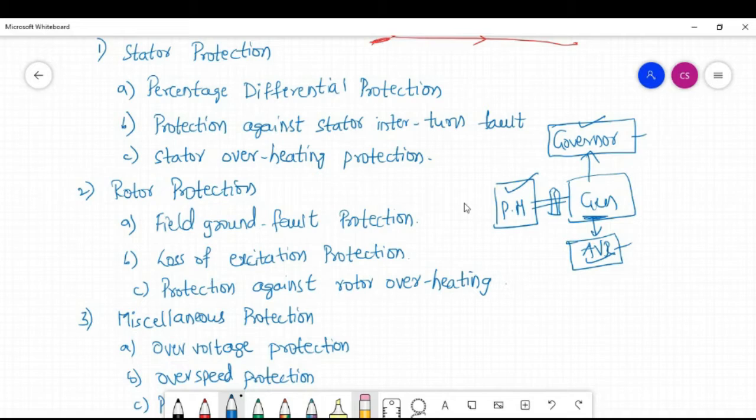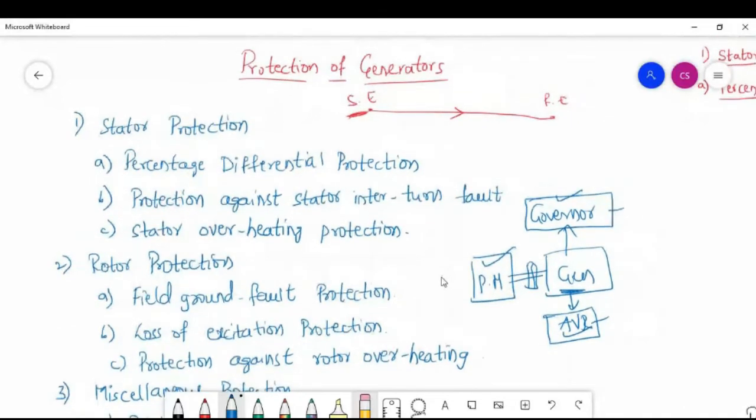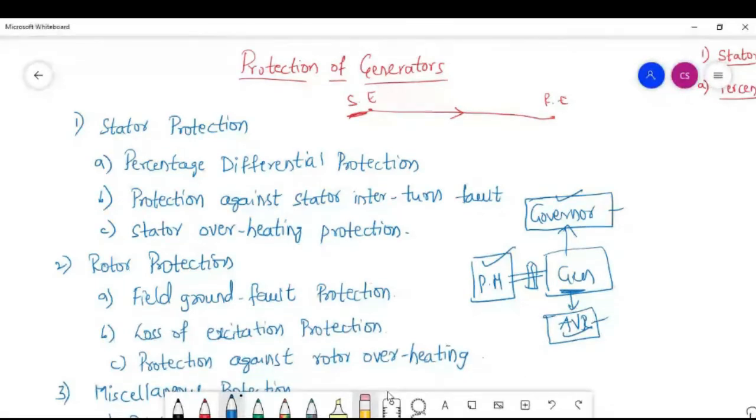Stator protection: percentage differential, protection against stator interturn fault, stator overheating protection. Then rotor protection: field ground fault protection, loss of excitation protection, protection against rotor overheating. Miscellaneous protection: over voltage protection, overspeed protection, and protection against vibration. Now keep this heading as stator protection, and under that, percentage differential protection.